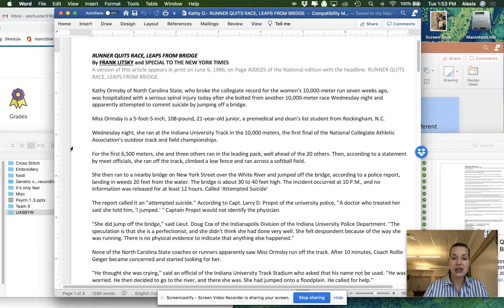Wednesday night, she ran at the Indiana University track in the 10,000 meters, the first final of the National Collegiate Athletic Association's Outdoor Track and Field Championships. For the first 6,500 meters, she and 3 others ran in the leading pack well ahead of 20 others. Then, according to a statement by meet officials, she ran off the track, climbed a low fence, and ran across a softball field. She then ran to a nearby bridge on New York Street over the White River and jumped off the bridge, according to a police report, landing in the weeds 20 feet from the water. The bridge is about 30 to 40 feet high.